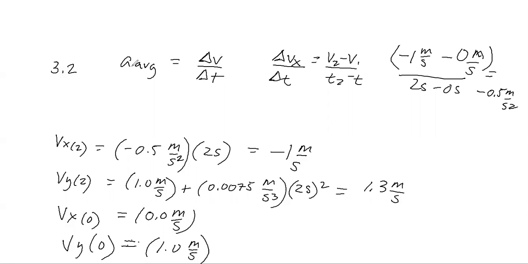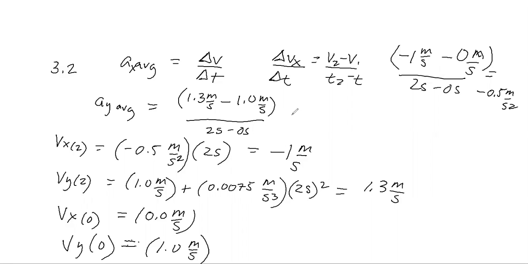For my A sub X average, for my A sub Y average, I'll do the same procedure and I'm going to get 1.3 meters per second minus 1.0 meter per second over 2 seconds minus 0 seconds. And that's going to give me 0.15 meters per second squared.